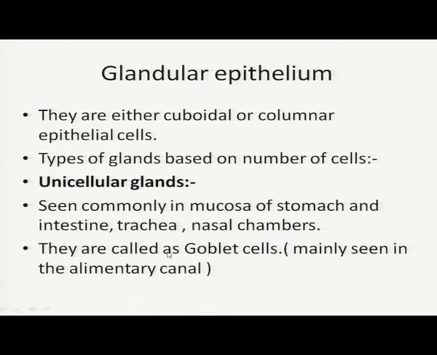They are commonly called goblet cells. Very important aspect again. What are goblet cells? The single celled glands are known as goblet cells. Mainly they are seen in the alimentary canal. So, what are goblet cells and where are they located? Single celled or unicellular glands are known as goblet cells and they are seen in the alimentary canal.